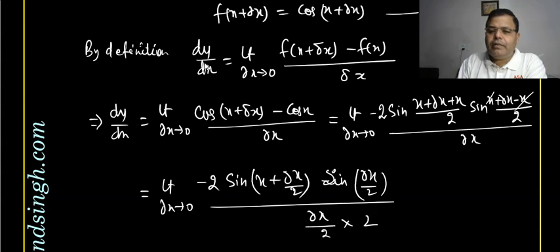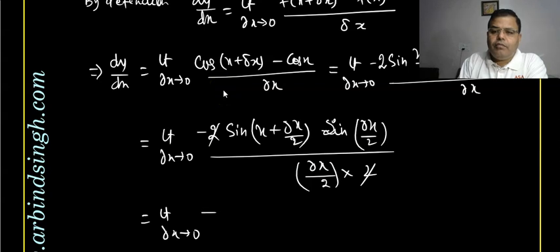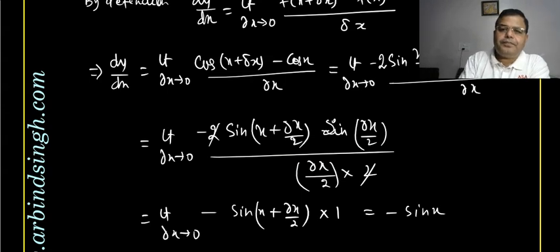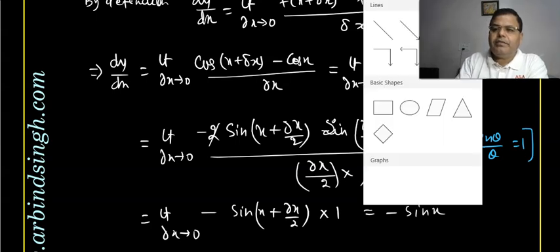If you divide by 2 and multiply by 2, it will be like this, and limit of sin x by x as x tends to 0 is 1. So what we are left with is limit delta x tends to 0 of minus sin(x plus delta x by 2) into 1, and that is nothing else but minus sin x. The formula that I have used here is that limit theta tends to 0 of sin theta by theta is 1.